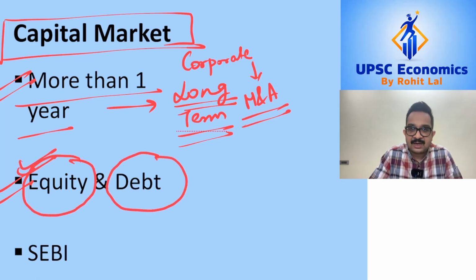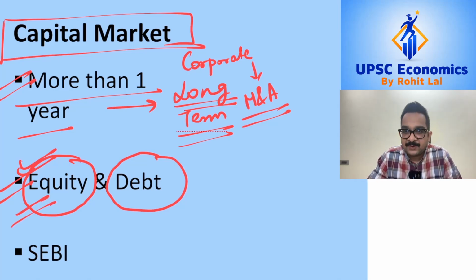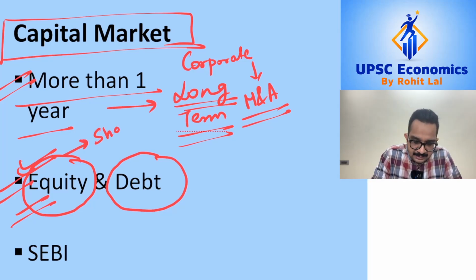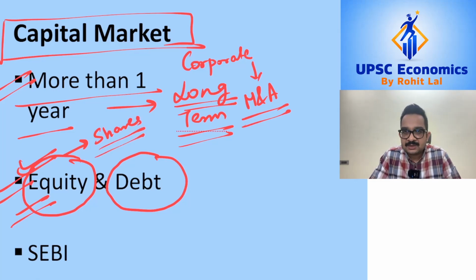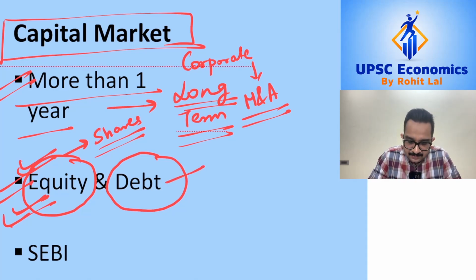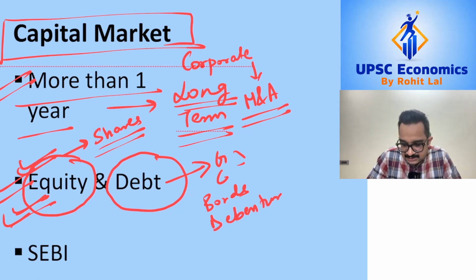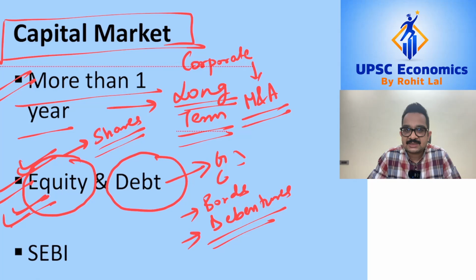So you could have a company which raises funds by giving ownership to the investors in the company for which it is borrowing. So you could have companies who issue shares in order to raise funds from the market, and that is called equity form of borrowing. On the other hand, you could have government and you could have corporates which issue bonds and debentures, and they borrow money via these two instruments, and that is called as debt form of borrowing.